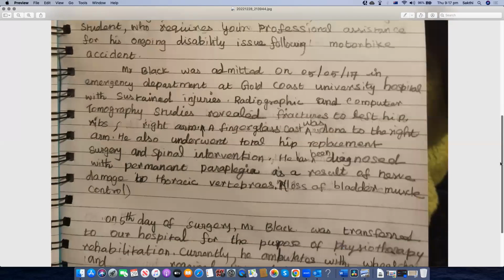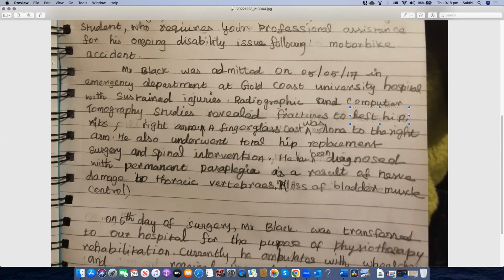Let's see. So the next paragraph starts with "Mr. Black was admitted on 05/05/2017 in emergency department at Gold Coast University Hospital." That is fine. I'm quite happy with that. "With the sustained injuries." Okay, that's good. "Radiographic and computer Tomography studies revealed fractures to left hip." Okay, all right. Instead of saying "fractures to left hip", you should use "fractures to his left hip", because these are the body parts of this person.